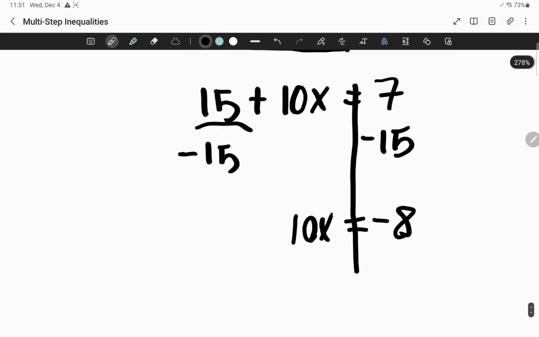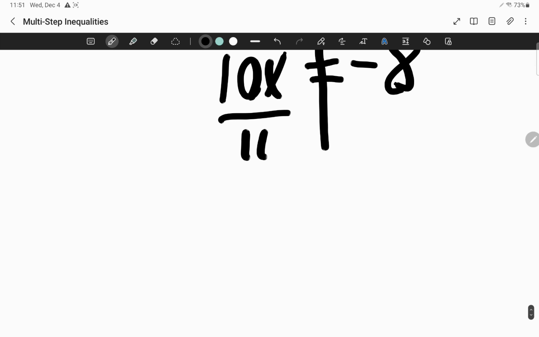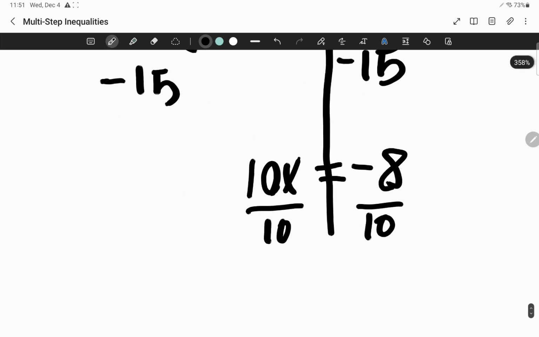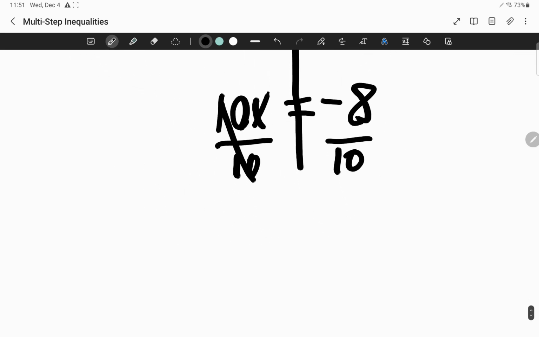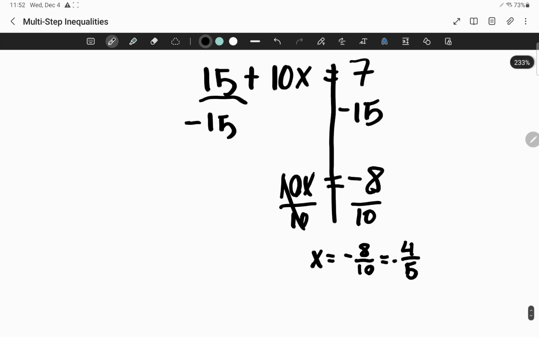Now we have the number and the letter together. How do we get rid of that? We do division. We divide by whatever's right next to the letter, which in this case is 10. So we're going to divide by 10 on both sides. Those become 1. So now we just have x is equal to negative 8 over 10, which if you simplify is going to be negative 4 over 5. Okay, that is how you're going to solve for x. It is not that difficult, okay?